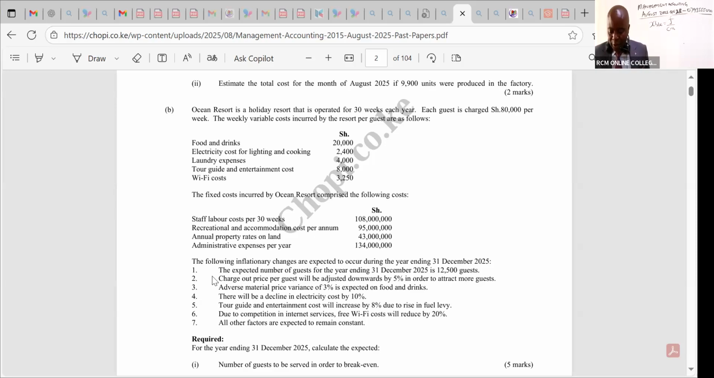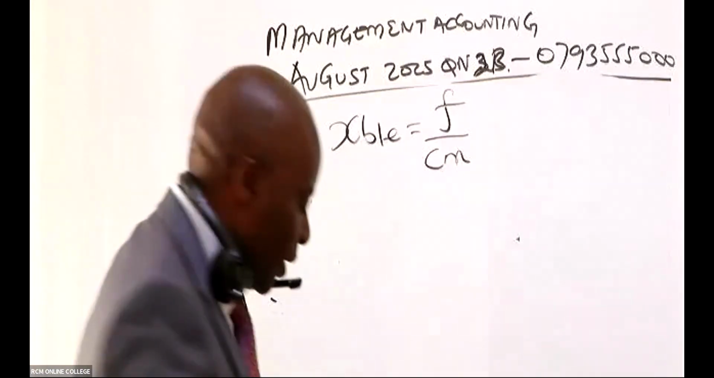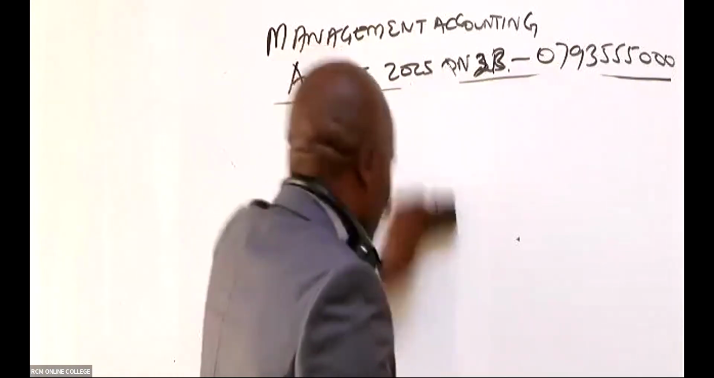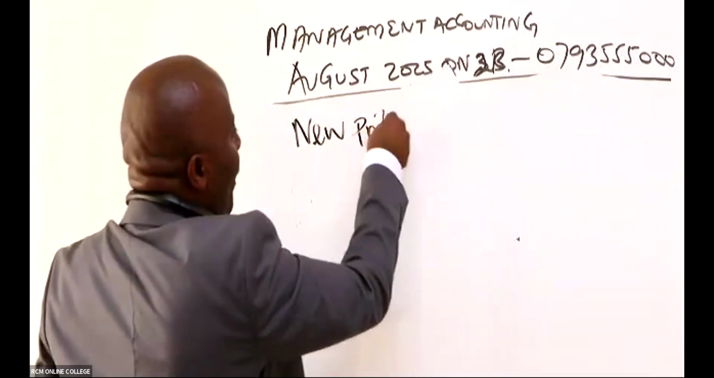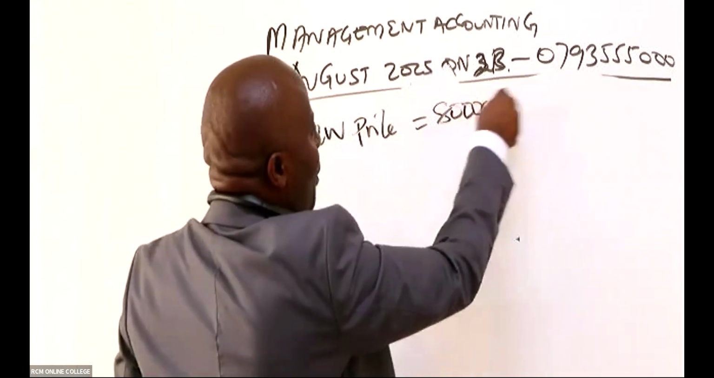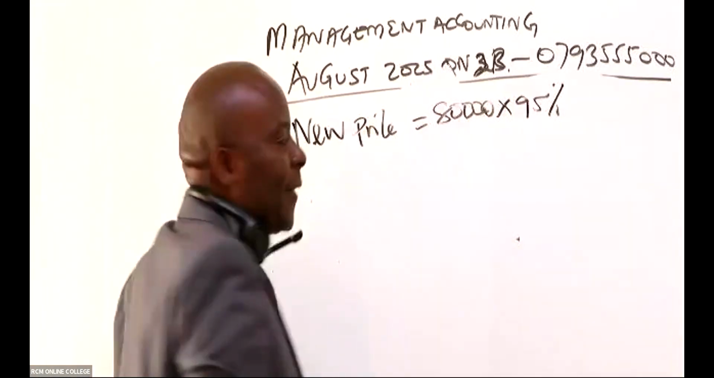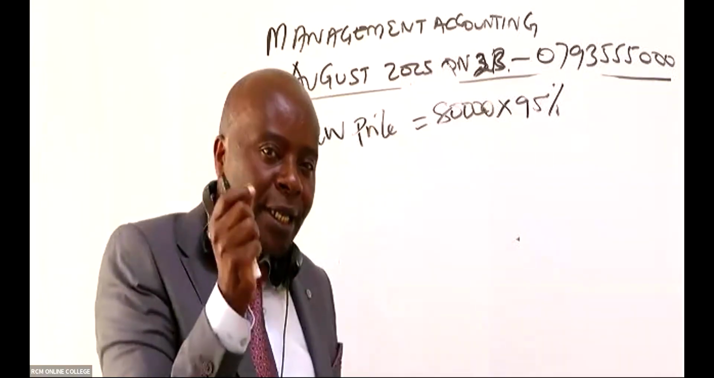We are told in note number 2, the charge out price per guest will be adjusted downwards by 5% in order to attract more guests. Remember, currently, we are charging 80,000 per week. So you're told that we shall be able to take this down by 5%. So then come here and give me the new selling price. The new selling price will be 80,000, which shall be knocked down by 5%, because they have told us that we shall experience a price reduction of 5%.